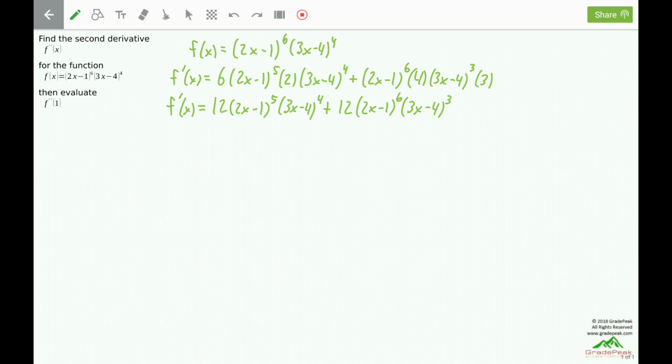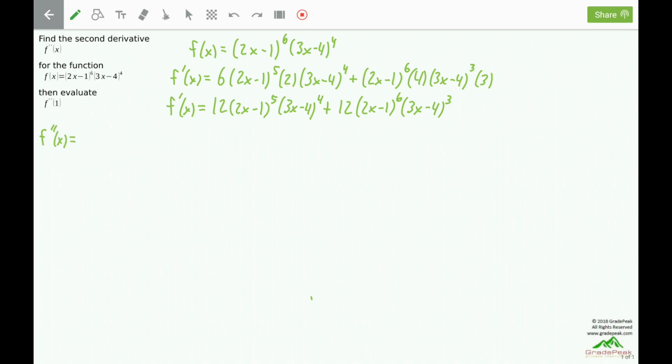Now it is possible to factor this, but factoring makes it more difficult to find the derivative. We actually will want to leave it like this and find our next derivative from here. Now because we have two terms combined by addition, we can take the derivative of each term separately. Each term is itself a product rule, so we're going to have two product rules for our next derivative.